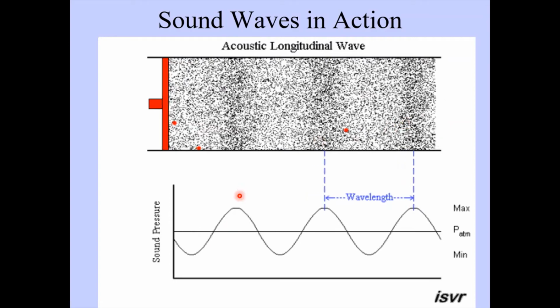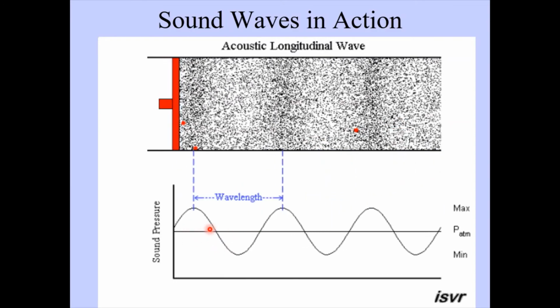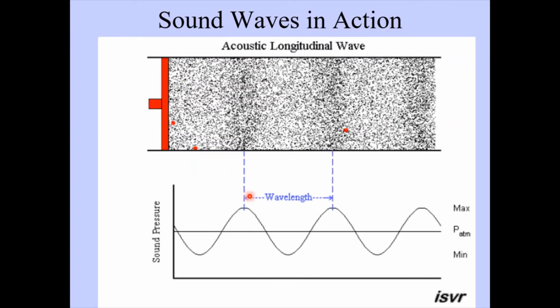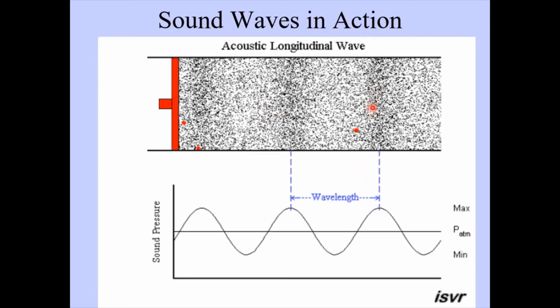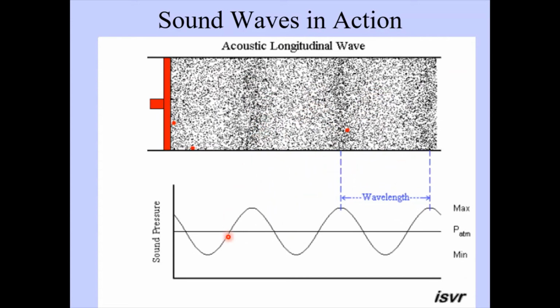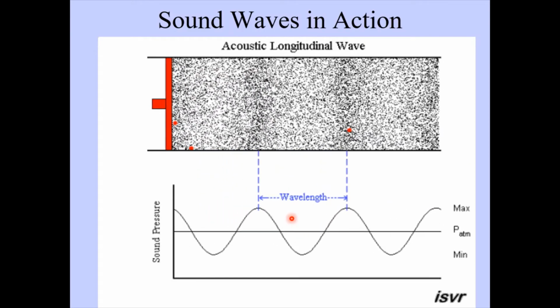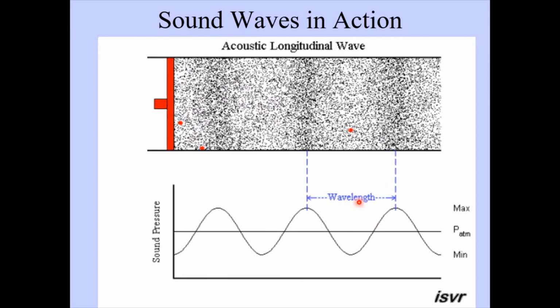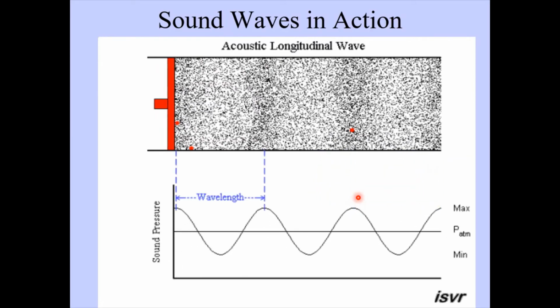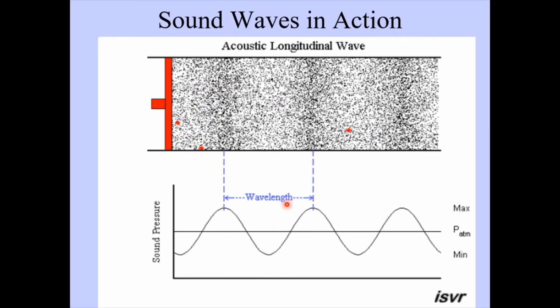Down here is a plot of sound pressure, and you can see that these regions of high pressure here, the compressions, are represented by the peaks here. And so we see the peaks and the troughs moving to the right, and we can define the wavelength of sound as the distance between two adjacent peaks.